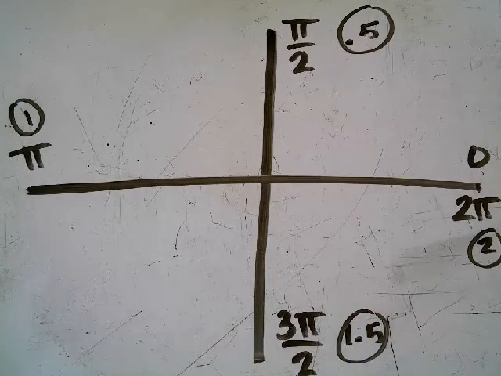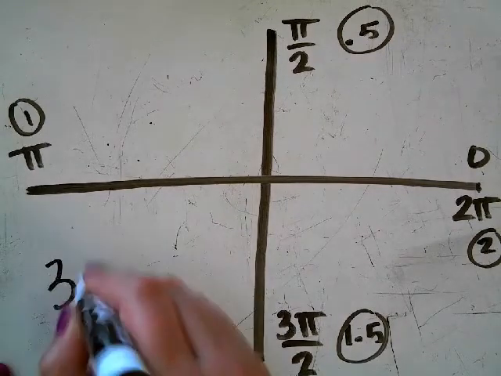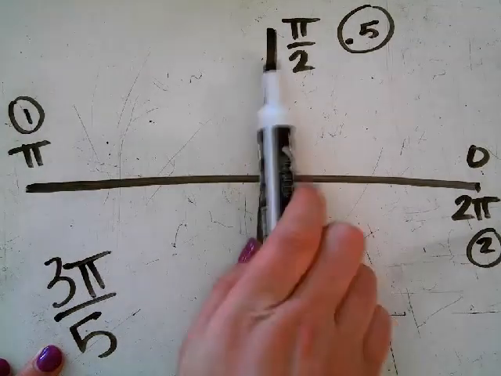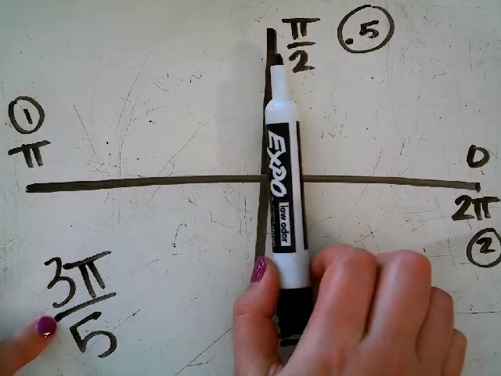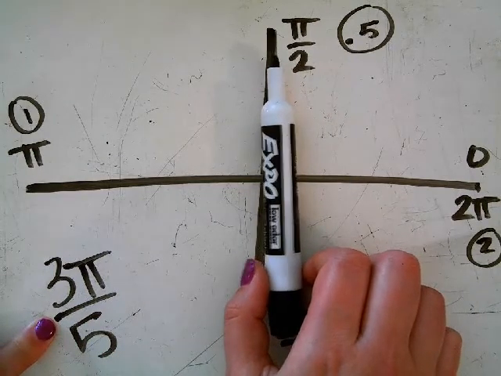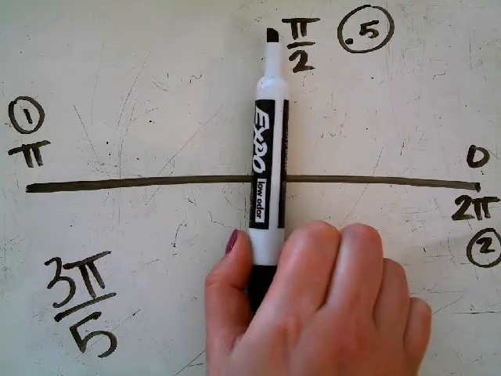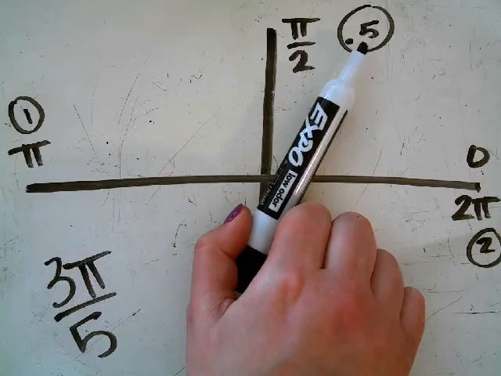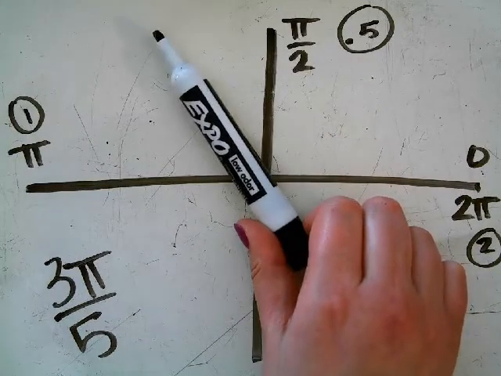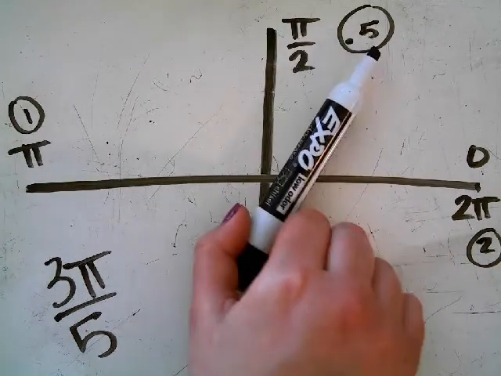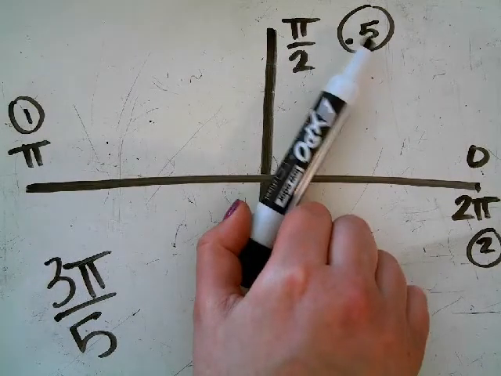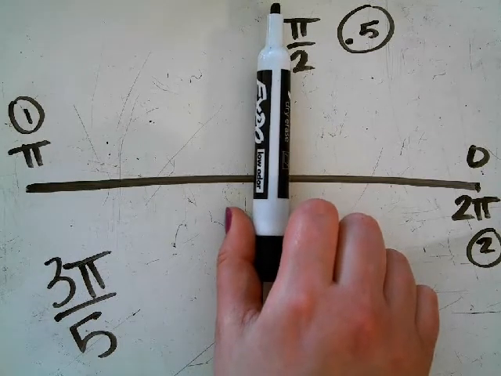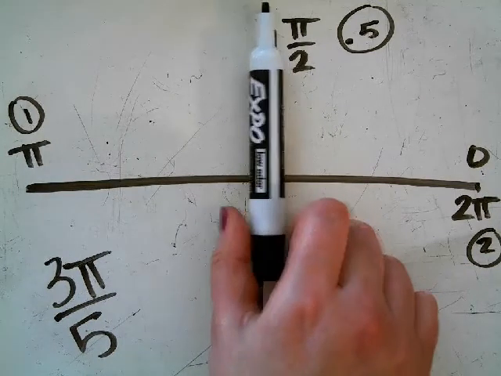Okay, so now I'm going to think about what's half of 5. 2.5. So 2.5 fifths is right in the middle. Does 3 pi fifths go on this side in quadrant 1, or on this side in quadrant 2? It goes in quadrant 2. Does that make sense? 2.5 pi fifths would be right in the middle. We have 3 pi fifths that's going to go over here. So we don't have to convert this into degrees to be able to draw it.